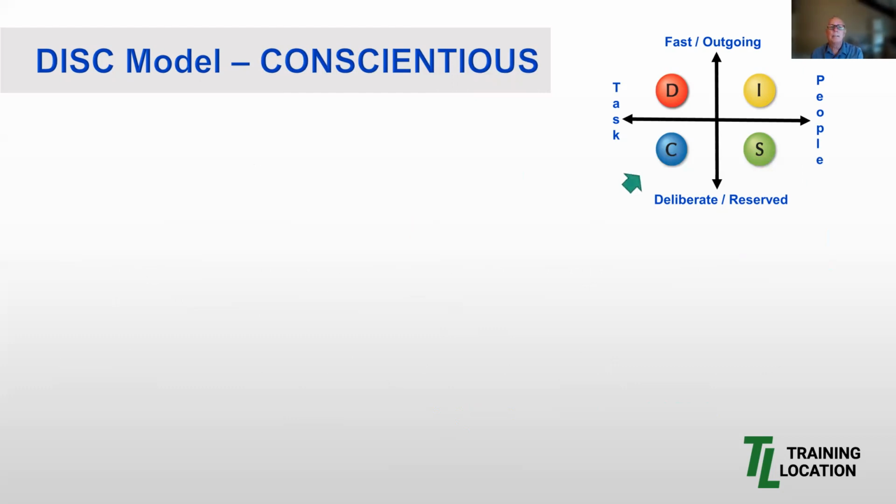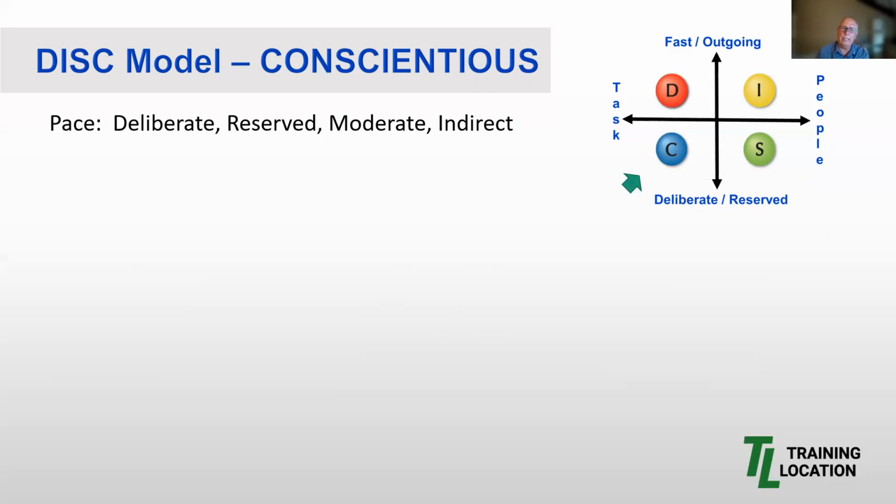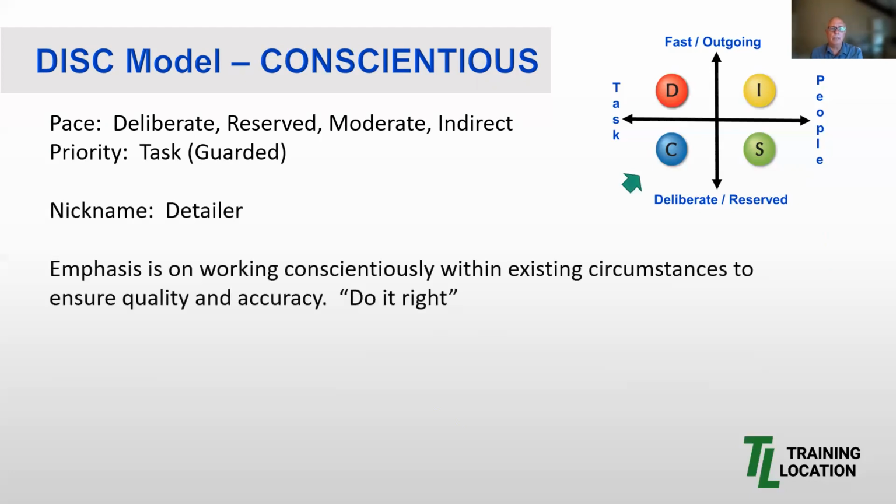Their pace, as you already know, similar to the S, is going to be deliberate, reserved, moderate, or indirect. Their priority, as with the D, is a task orientation or a little more guarded. Their nickname, the detailer. Their emphasis is working conscientiously within existing circumstances to ensure quality and accuracy. Now, their motto is do it right.